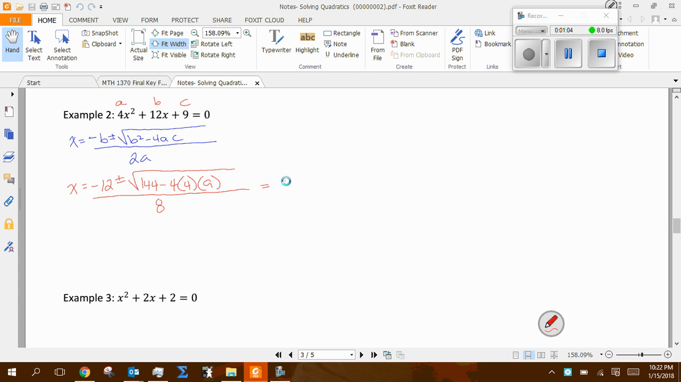So now this gives me negative 12 plus or minus. Now I get, this is 36. 4 times 9 is 36. Times 4 is 144. So I get 144 minus 144 underneath, divided by 8. So this is nice. This is going to be negative 12 plus or minus square root of 0 over 8. Square root of 0 is just 0, so we get negative 12 over 8, which is, both those are going to have a 4 go into them. So it goes 3 halves. So x ends up being negative 3 halves.